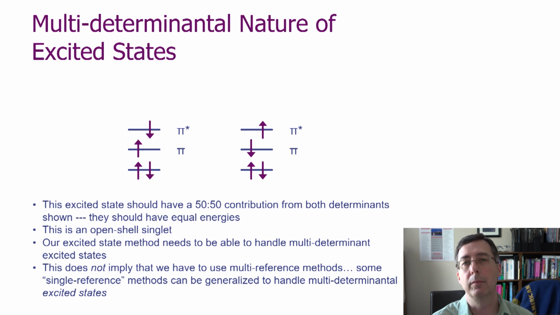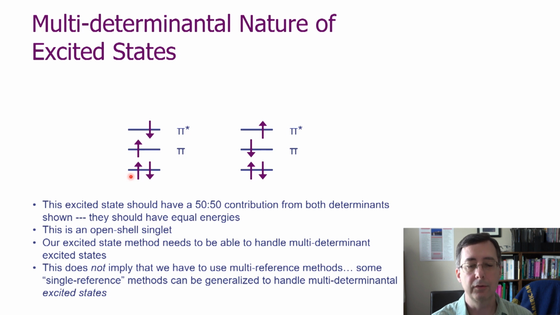Now let me reiterate a little bit more about the multi-determinantal nature of excited states. Suppose I'm in a pi to pi star excited state. Well, there are at least two completely equivalent ways to write this state, either the alpha electrons here and the beta electrons here, or vice versa, beta here and alpha there. And these should have exactly the same energy, and so their contributions in the total wave function should have equal weights.